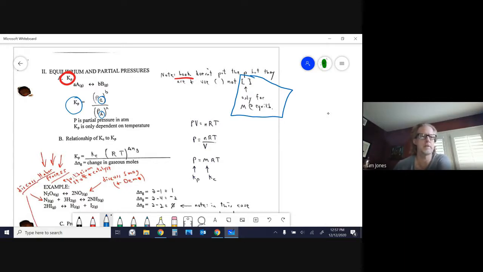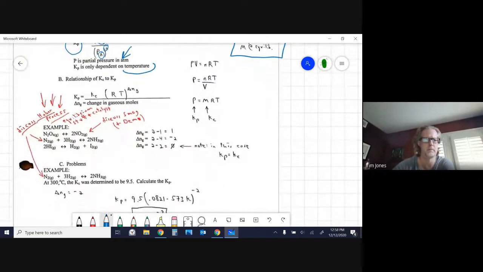And you raise the chemicals to their coefficients, which in this case would be little b and little a here. But we'll see that in future problems. Now, typically the pressure will be given in atmospheres. I suppose you could do it in other units as long as all the units are the same. And the value of the equilibrium constant is dependent on temperature, like most equilibrium constants are.